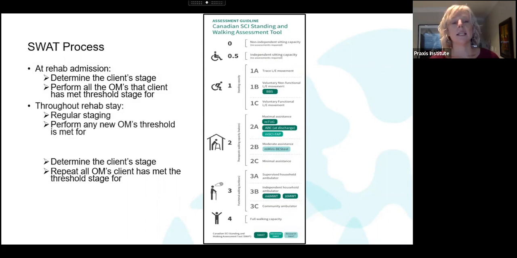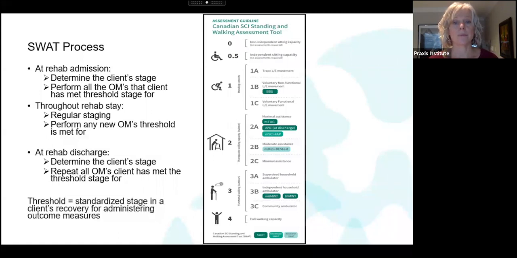As the client is going through inpatient rehab, ideally, you'll be staging them at regular times, and many centers have implemented adding this to their weekly rounds. As a client meets a new threshold to complete another outcome measure, ideally, you would complete that outcome measure as well. And then at discharge, again, you're going to determine the SWAT stage that your client is at and repeat all of the outcome measures they've met the threshold stage for.